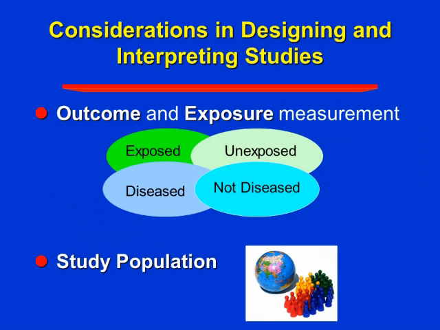So that concludes our summary of study designs. Next, I want to take a couple of minutes and talk about some important considerations in designing and interpreting your studies once you have your study design selected. The first of these is outcome and exposure measurement, and the second is selection of your study population.